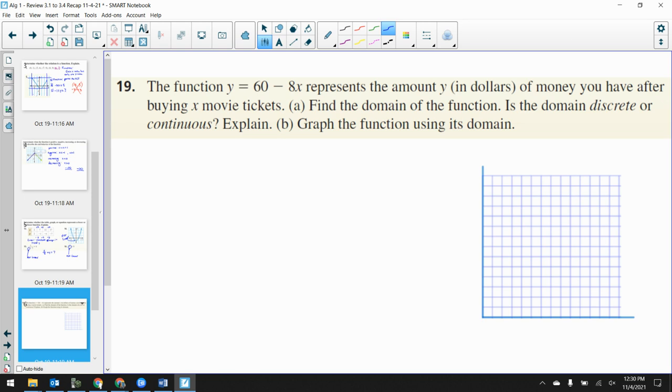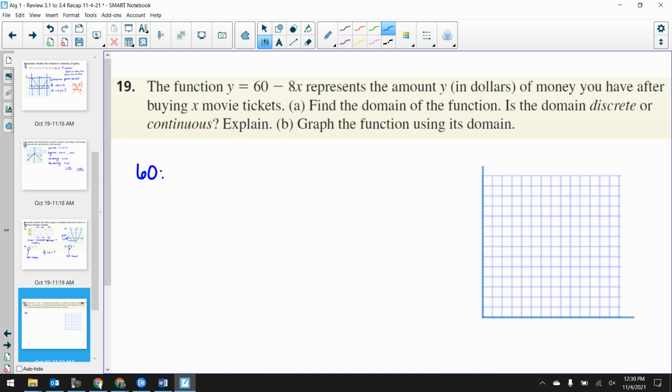All right, so we have the function y is equal to 60 minus 8x, and it represents the dollars y of money you have after you buy movie tickets. Sorry, my graph kind of cut off part of the problem there. You see it on your paper. It represents the amount of money you have left over after you purchase movie tickets. Let's talk about what each piece of the equation represents.